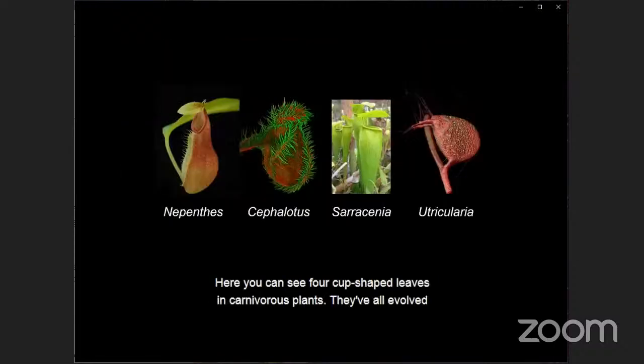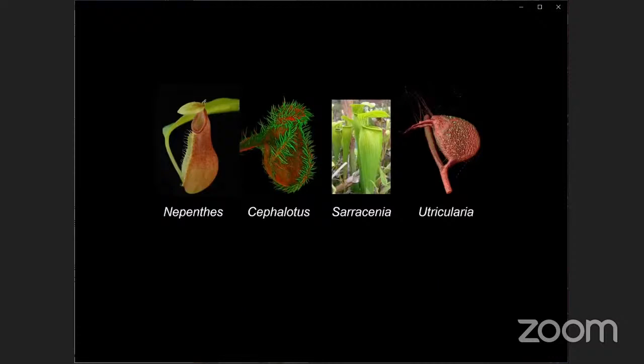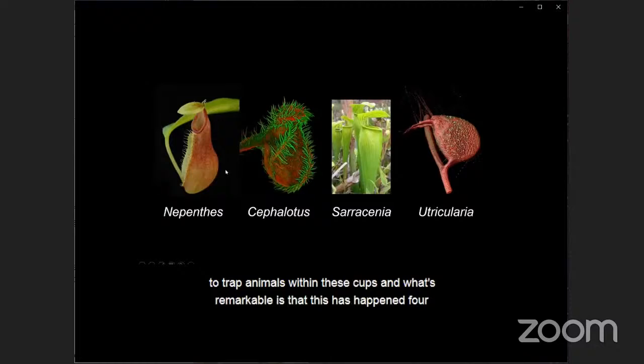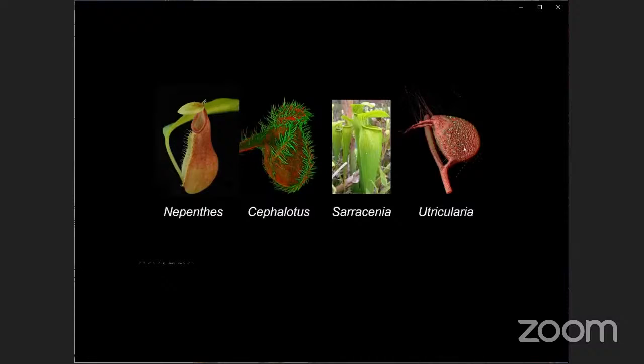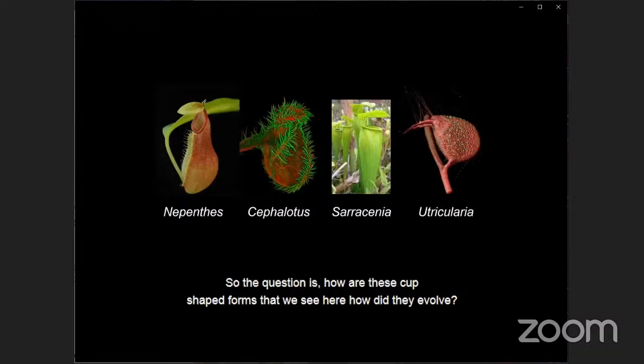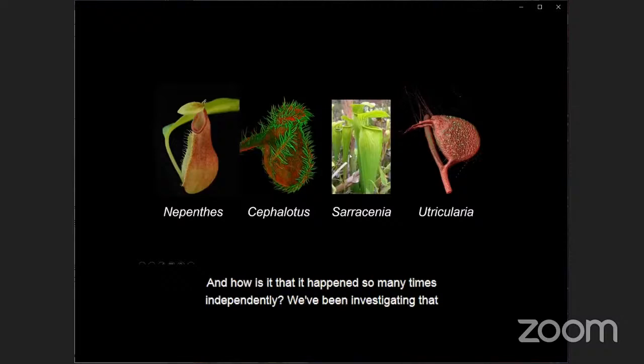Here you can see four cup-shaped leaves in carnivorous plants. They've all evolved to trap animals within these cups. And what's remarkable is that this has happened four times independently. These have arisen four times quite separately from flat-leaved ancestors. So the question is, how are these cup-shaped forms that we see here, how did they evolve? And how is it that it happened so many times independently?